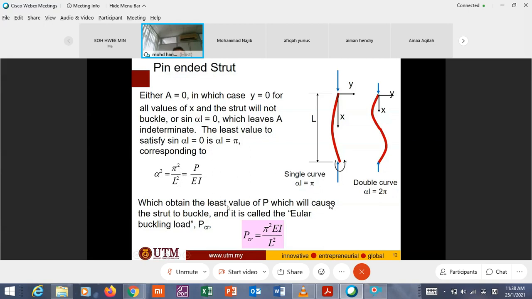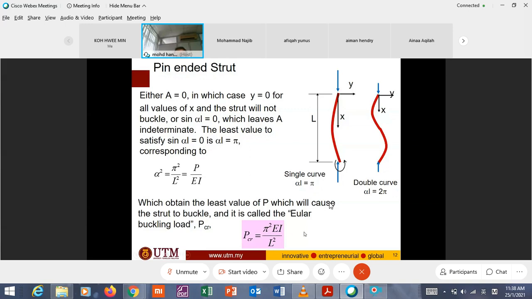So therefore, alpha squared equals pi squared over L squared, equals P over EI, which obtains the least value. The least value is based on a single curve, not a double curve, which will cause the strut to buckle, and it is called the Euler buckling load P_CR, or some books call it P_E, P Euler, or P critical, or P buckling: pi squared EI over L squared. So this is the formula. The formula is not difficult to remember, but the derivation is quite difficult to understand.